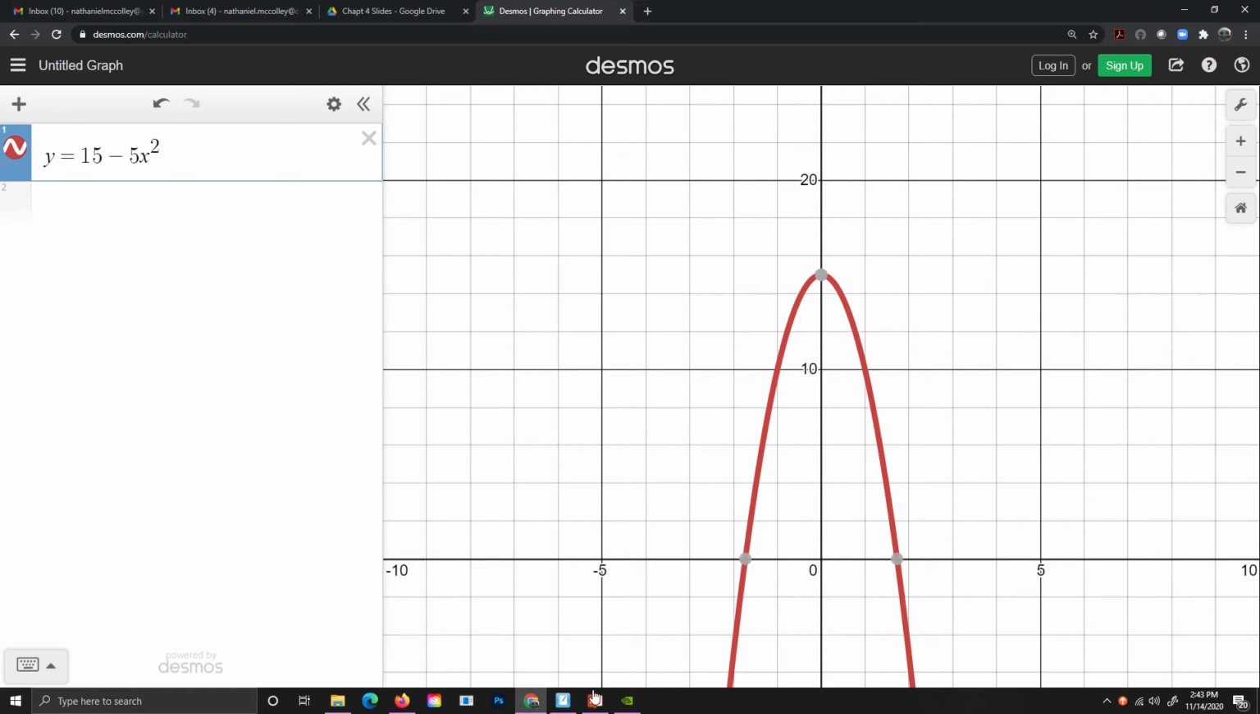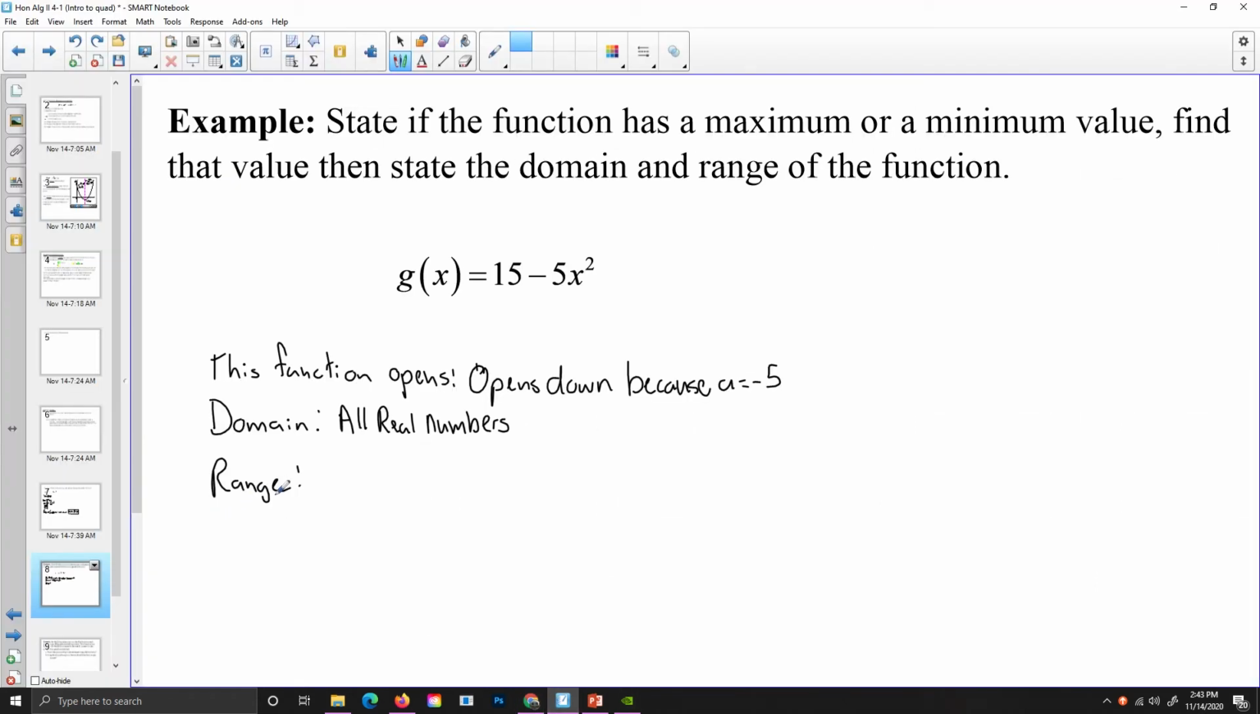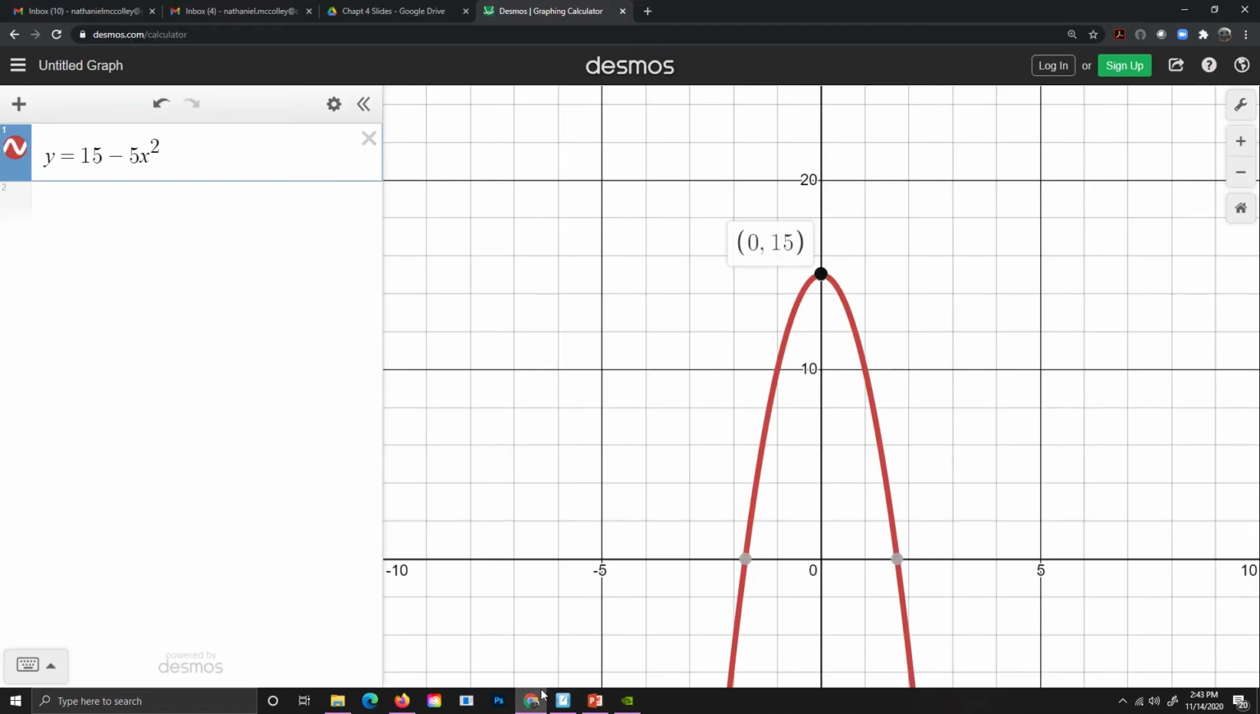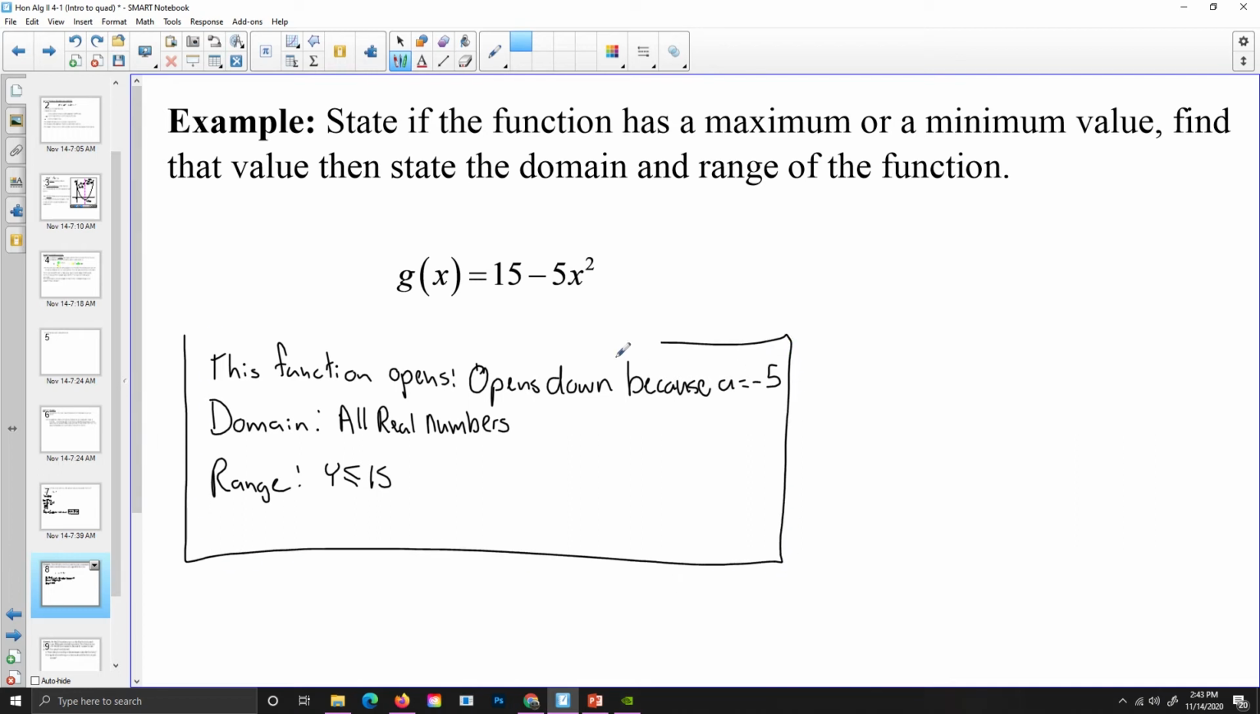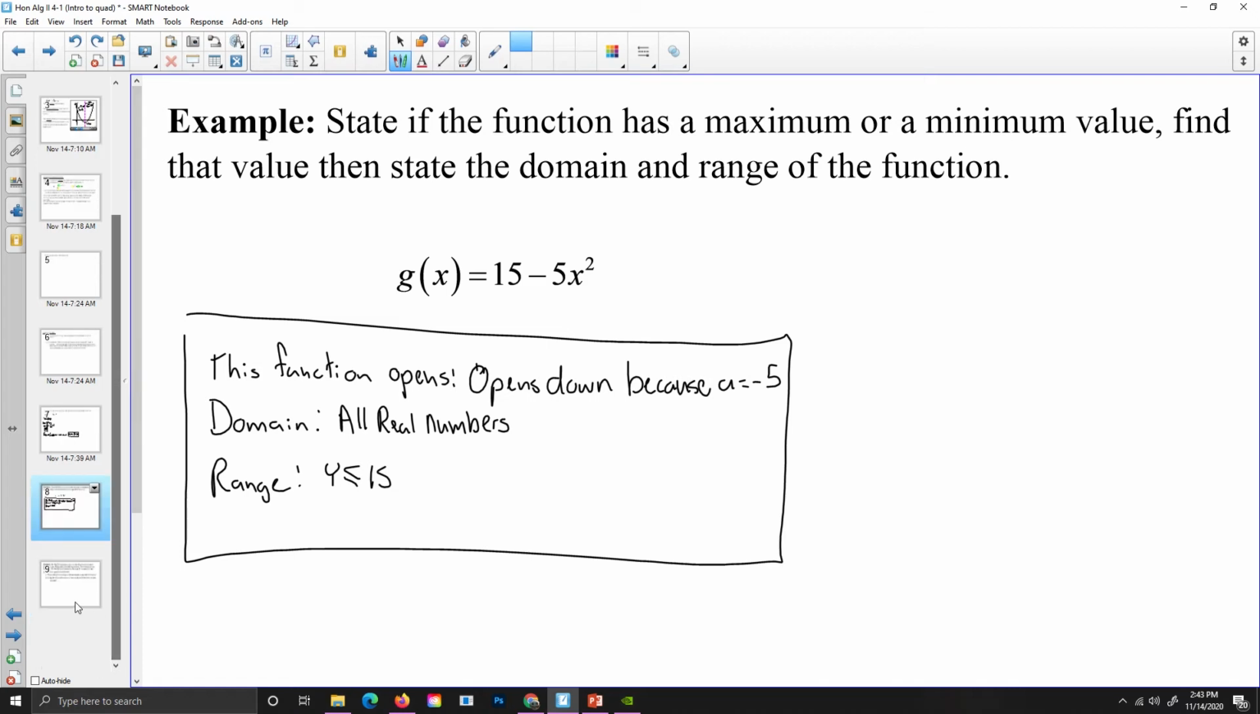So the biggest that y can be is 15, and clearly we can see when we click on that 0, 15 is that highest point. Any other point that I click on is going to have a smaller value. So what we're going to do to translate to the range is we're going to say the values of y that are less than or equal to 15. It's equal to 15 because, again, we do see 15 on that graph. Have our answer.